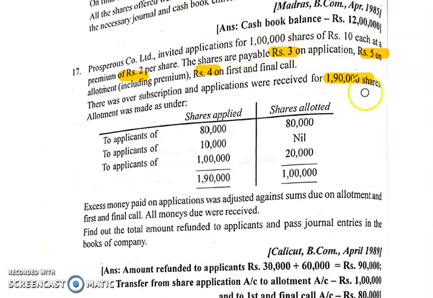So it is only 1 lakh, but 1,90,000 they received. So it's a pro rata allotment. The allotment was made, partial allotment, as follows. To the applicants of 80,000, they gave the whole 80,000. For 10,000 people, they have given nil, so that is rejected. Then for 1 lakh, they have given 20,000.